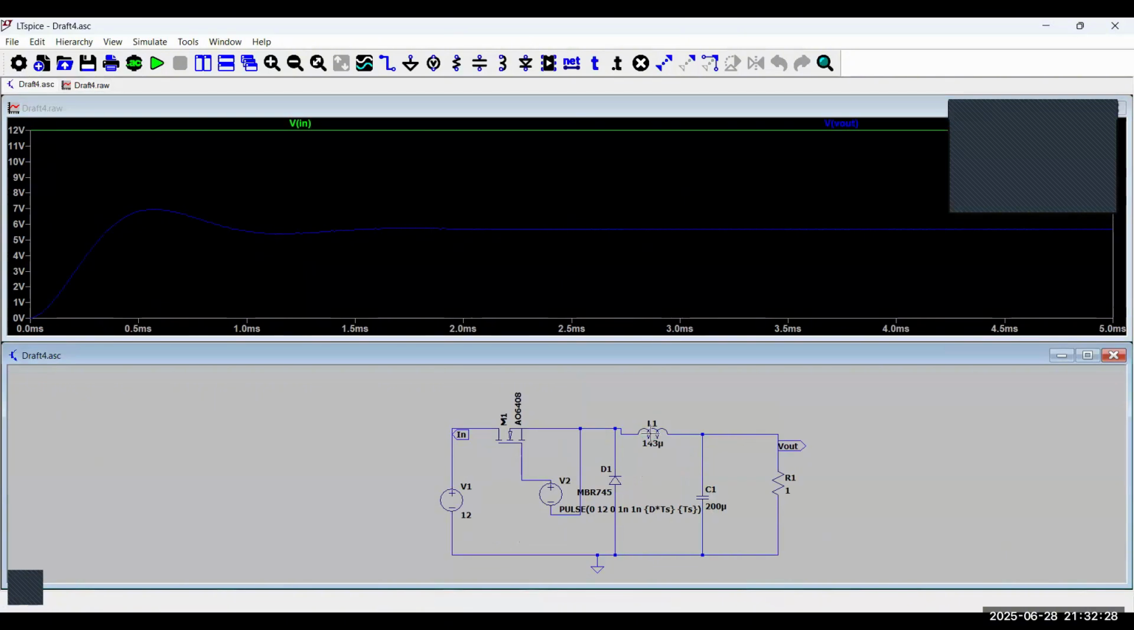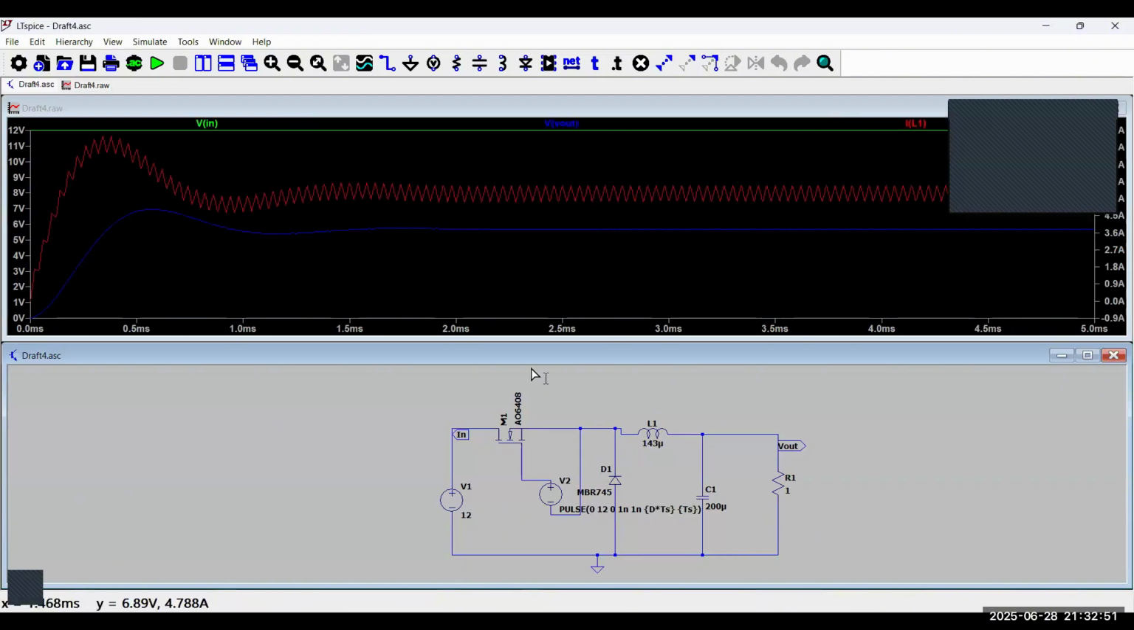Also, if we measure the current through this inductor, you can see the exact level of current that goes through this inductor. That's what happens inside the inductor when we convert voltage using a buck converter. Yes, that's the simulation of this buck converter in LTspice.